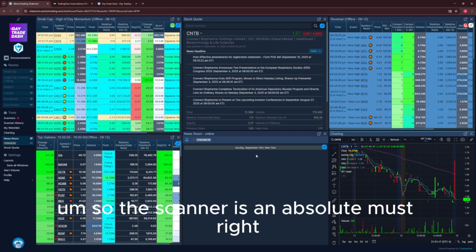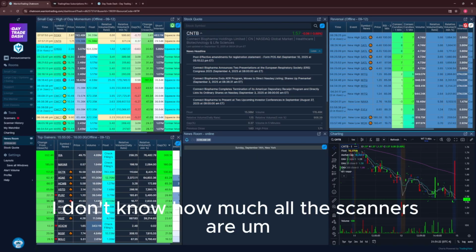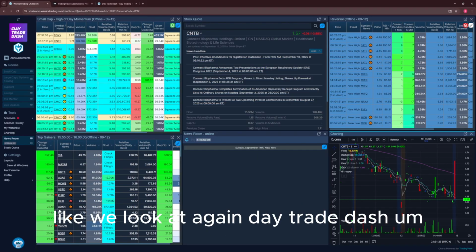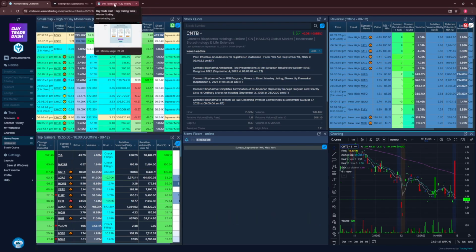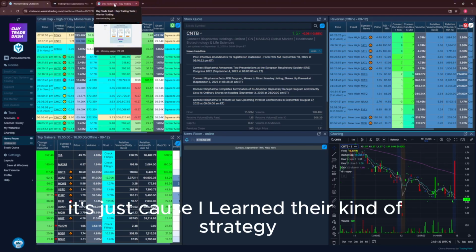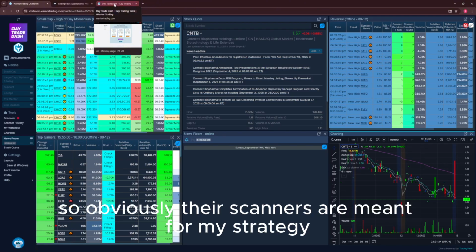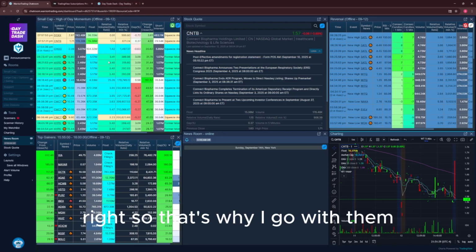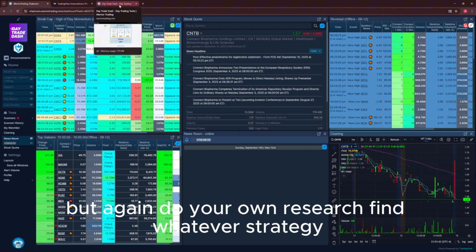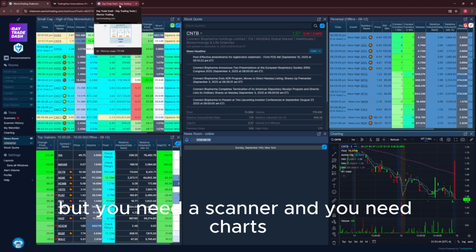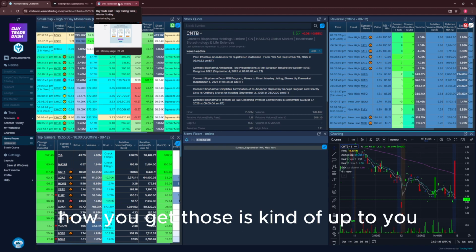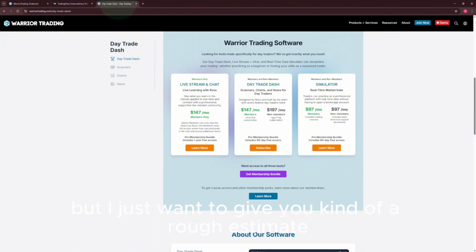So the scanner is an absolute must. I don't know how much all the scanners are. If we look at Day Trade Dash again, you don't have to pick them. This is just the one that I pick. I like them because I learned their strategy, so their scanners are meant for my strategy. But again, do your own research and find whatever strategy, but you need a scanner and you need charts. How you get those is up to you.